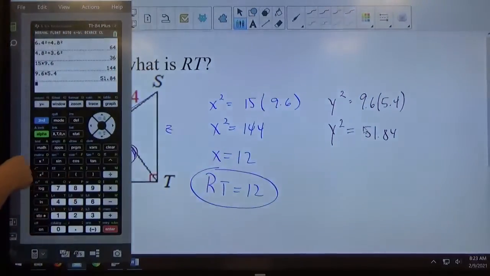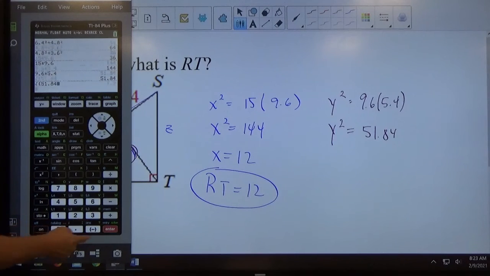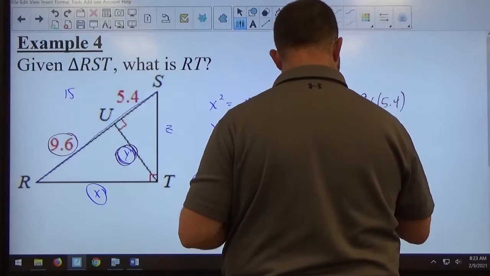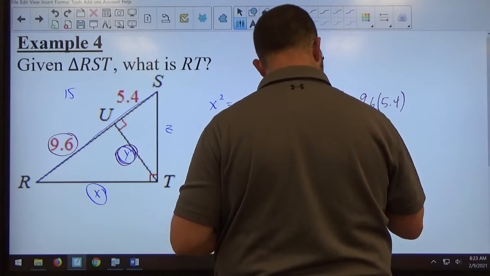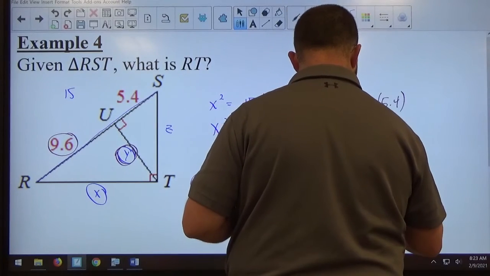So we take the square root of 51.84, and the calculator says the answer is 7.2. So Y equals 7.2, and Y is UT, so UT equals 7.2.